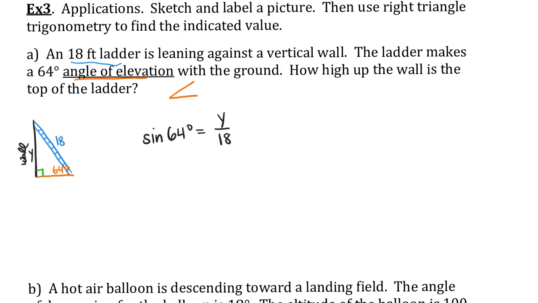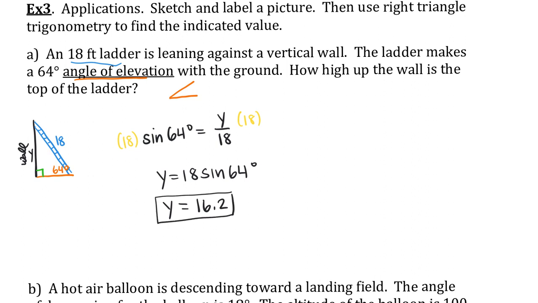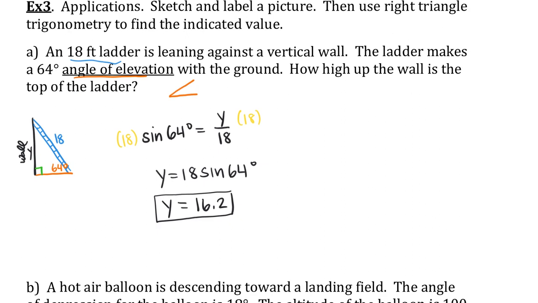Opposite over hypotenuse. I'm going to times by 18. And then I'm going to go ahead and put it in my calculator, and I'm going to just make sure it seems reasonable. I got 16.17, so I'm going to make it 16.2. That does look reasonable. The ladder is 18, so it should be smaller than 18. Let's try one more. A hot air balloon is descending toward a landing field.